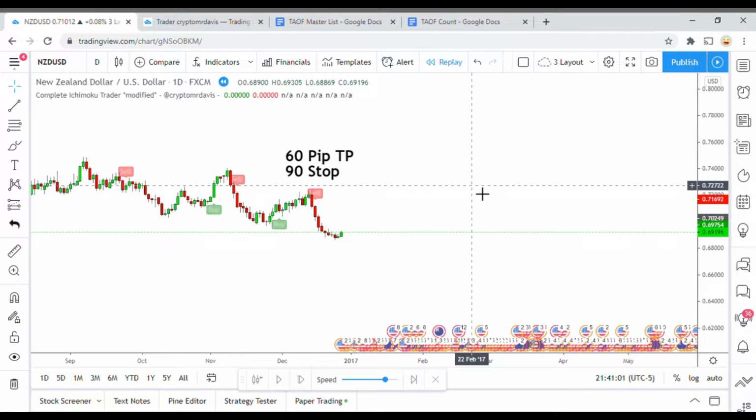Welcome back, viewers. Today we will be testing the complete Ichimoku Trader Indicator.